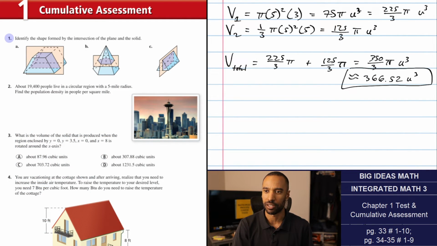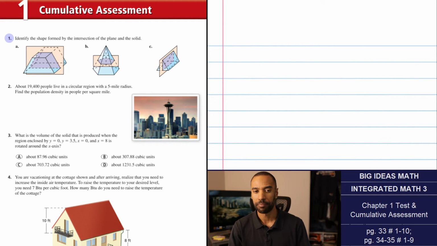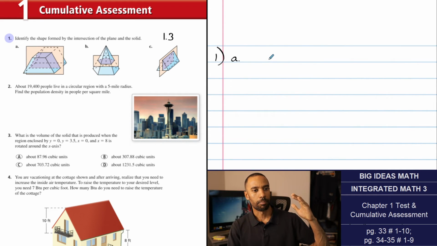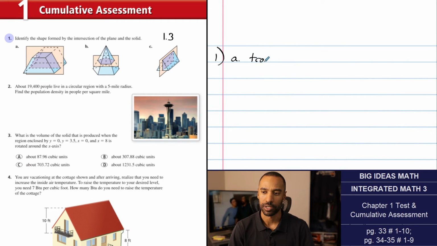I'll even wipe this slate clean right here. Let's get started on this new set with number 1. Identify the shape formed by the intersection of the plane and the solid. Now, this would have been out of section 1.3. So part A, B, and C, I'll just name them as we see them. Part A, the plane is intersecting with the trapezoidal prism parallel to the bases. It makes indeed a trapezoid.